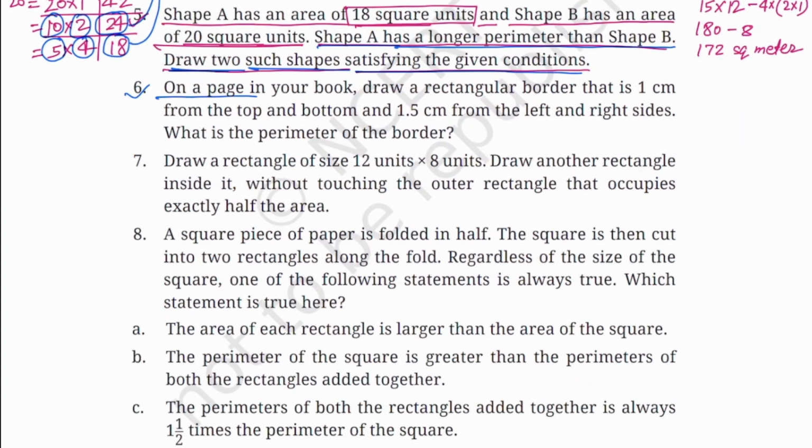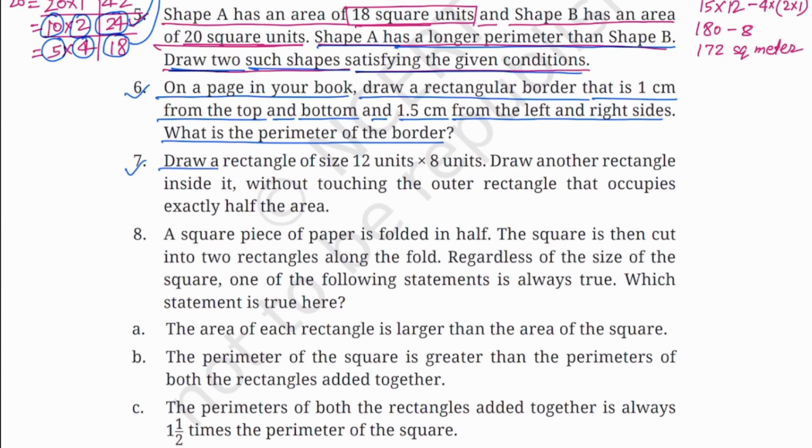6. On a page in your book, draw a rectangular border that is 1 cm from the top and bottom and 1.5 cm from the left and right sides. What is the perimeter of the border? You can try doing that.